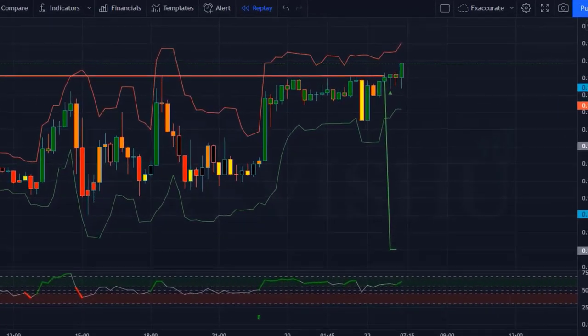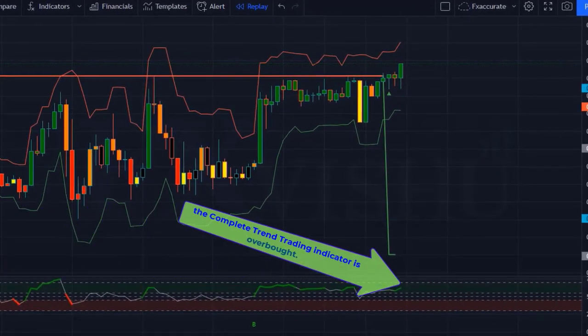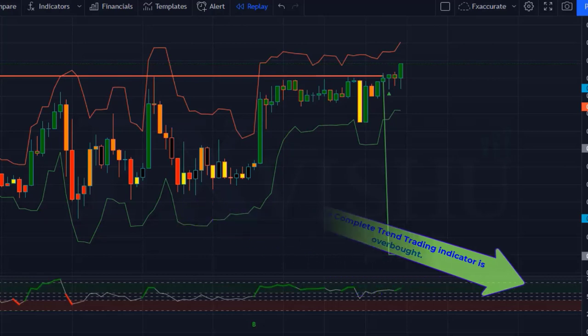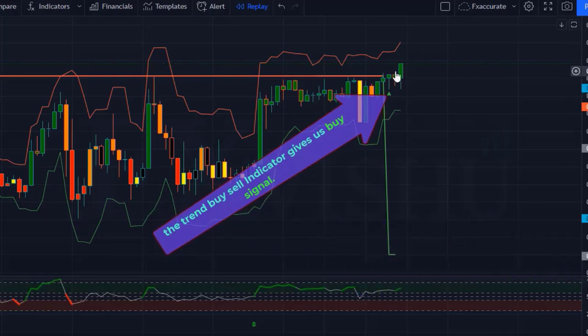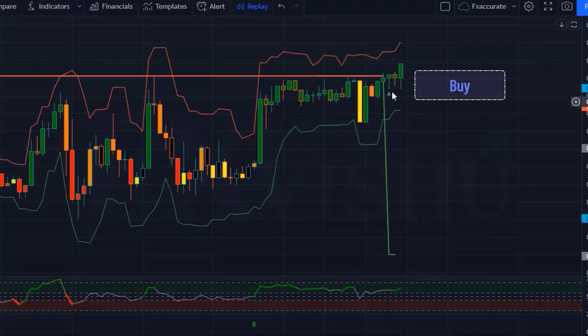We have got the signal. Here the complete trend trading indicator is overbought. The trend buy sell indicator gives us a buy signal. So all our conditions are being fulfilled, so we are placing an order to buy.